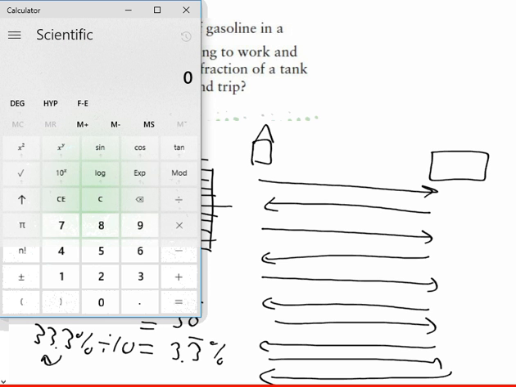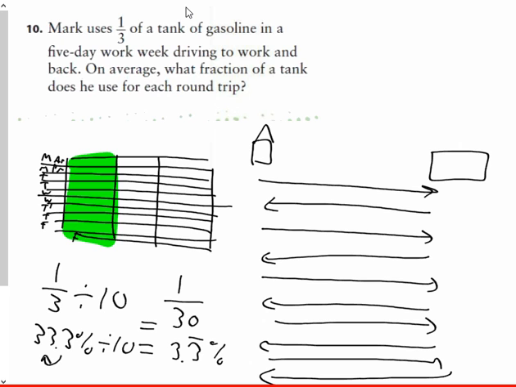And if I use my calculator, which I just did, but I'll do it again, 1 divided by 30 should be 0.03 repeating, and it is. Okay.